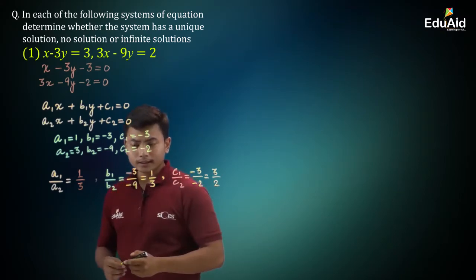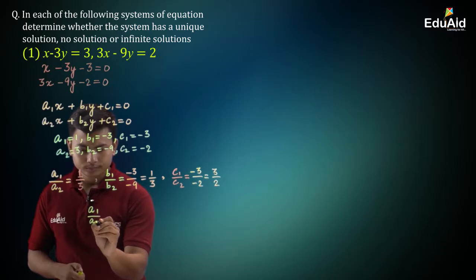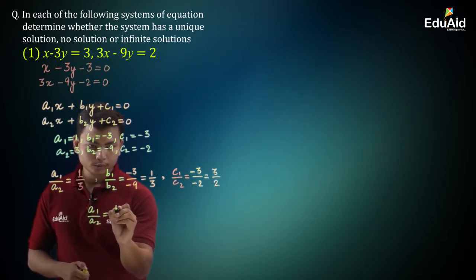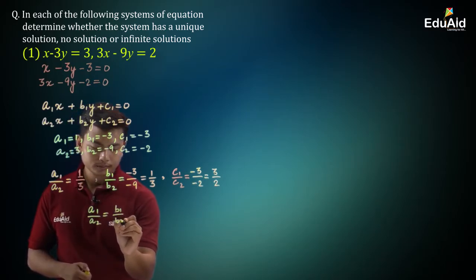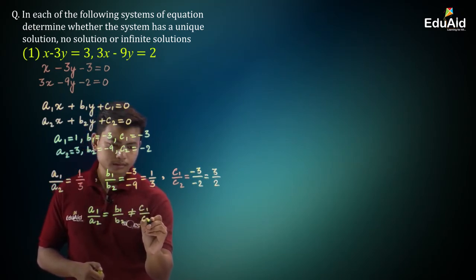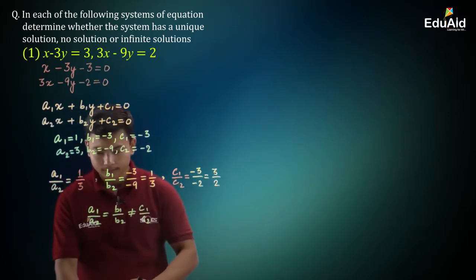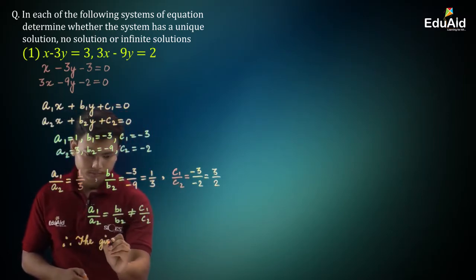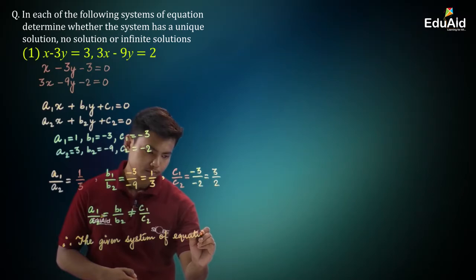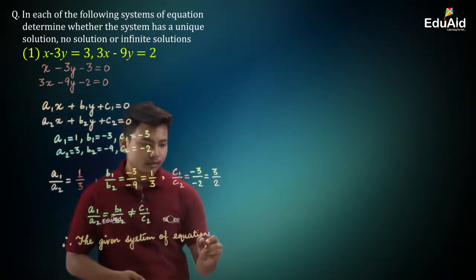So now here we can see that a1 by a2 is equal to b1 by b2 but not equal to c1 by c2. Therefore we can say that the given system of equations has no solution.